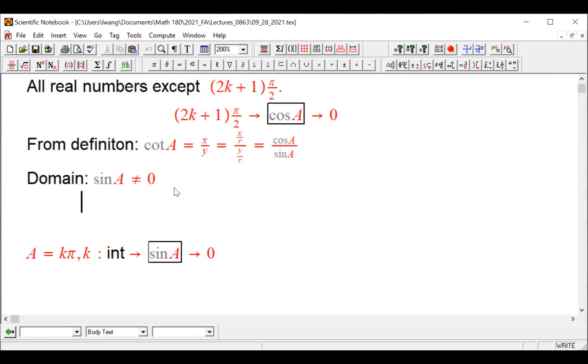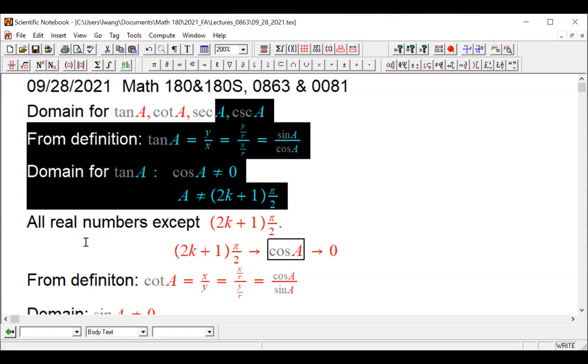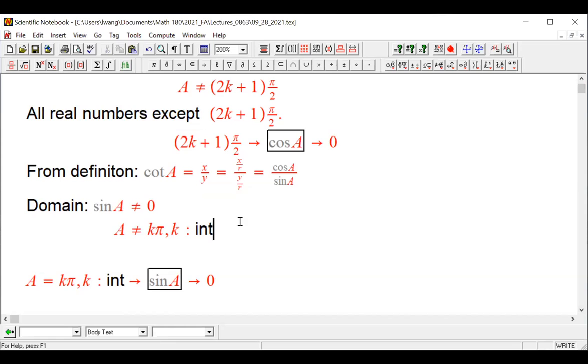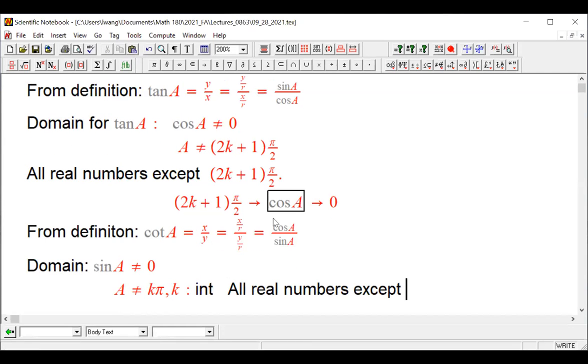Therefore, since sine A cannot be 0, A cannot be k pi, where k is an integer. Does that sound logical to you? So the domain for cotangent would be all real numbers except what? k pi, where k is an integer. That's right. All real numbers except k pi.